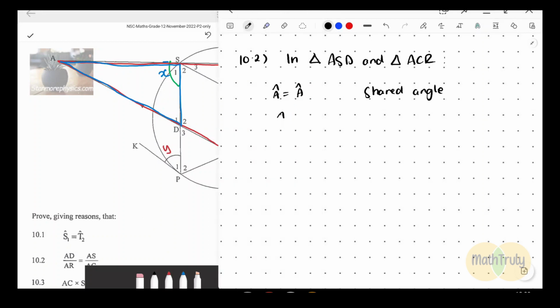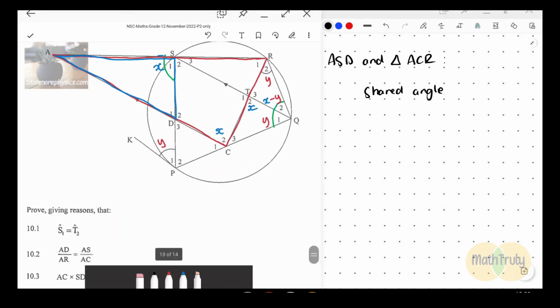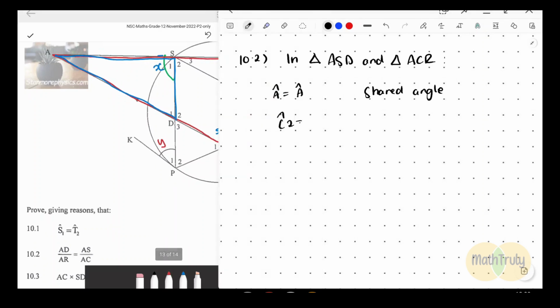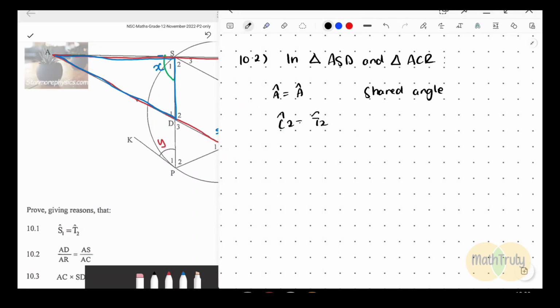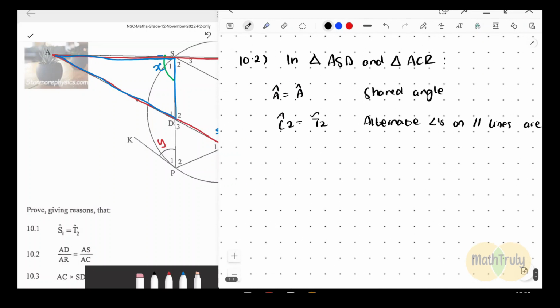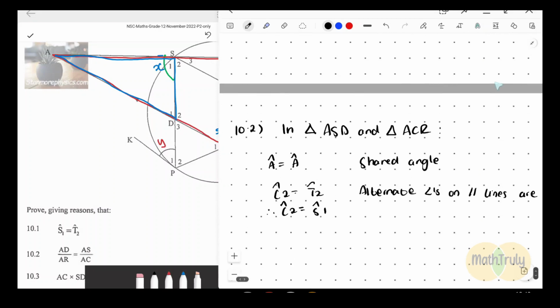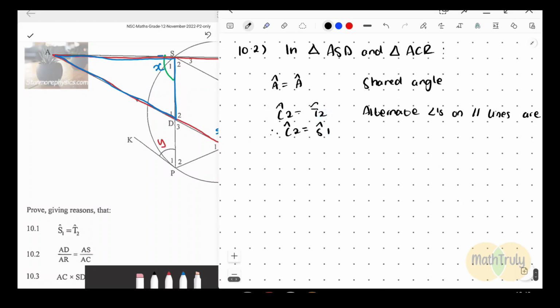So I'm going to tell them that angle C2 is equal to angle T2. And the reason was because we have alternate angles on parallel lines being equal. And now that they are equal, I can therefore say that angle C2 is finally equal to angle S1. Okay, and the reason they're equal is because we've already proven above that T2 was equal to S1. So here I'm just saying therefore these two are equal. Okay, so we have this and it's really just proven.